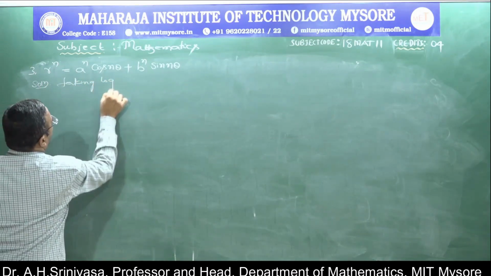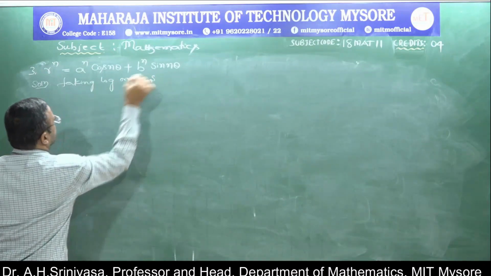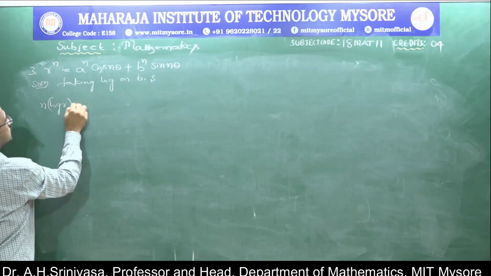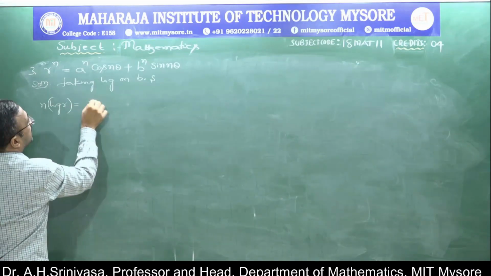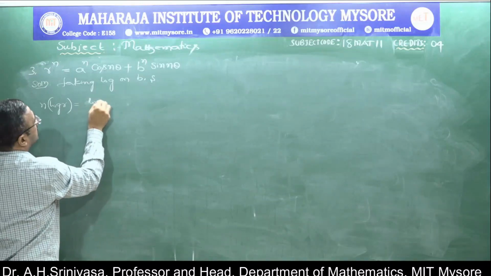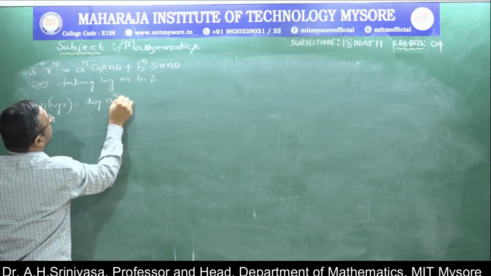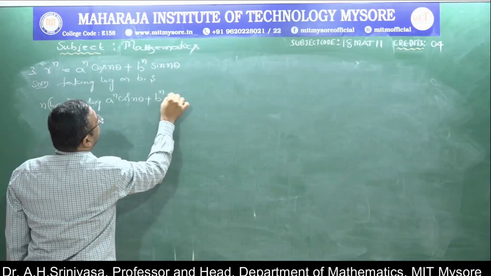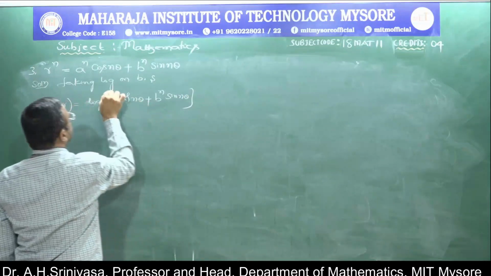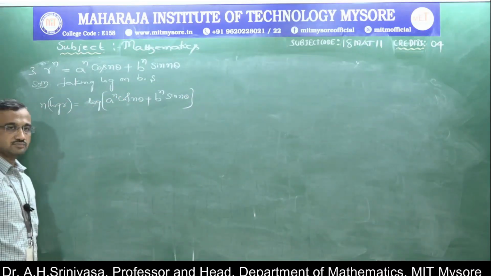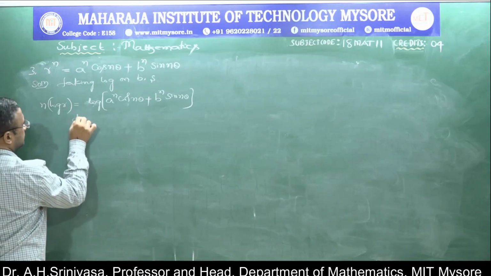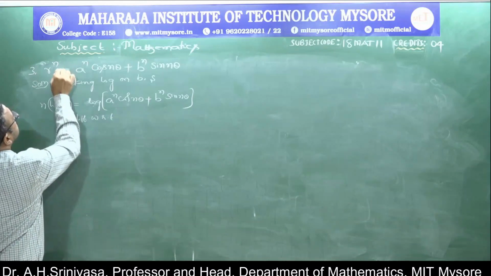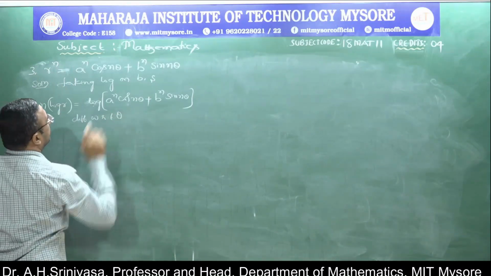Taking log on both sides, n into log R should be equal to n into the logarithm of a power n cos n theta plus b power n sin n theta. Now differentiate this one with respect to theta.